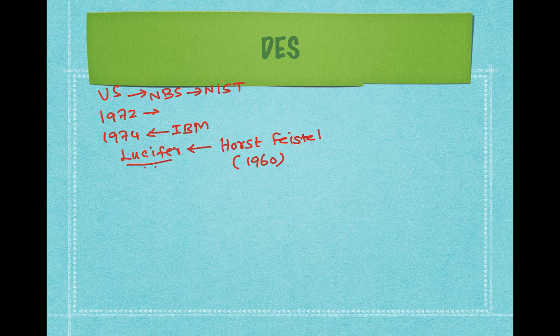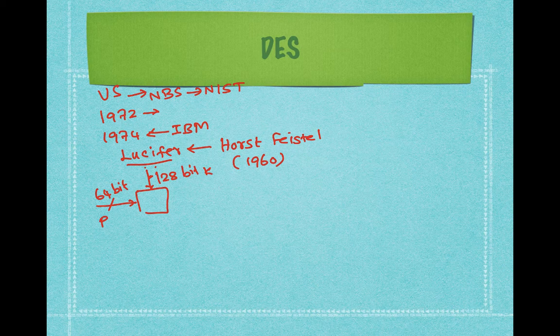So when the IBM researchers submitted Lucifer, it was something like this. The input is always 64 bits. This is the block size. Whereas the key was 128 bits. Okay, this is the input plaintext. This is the key K.